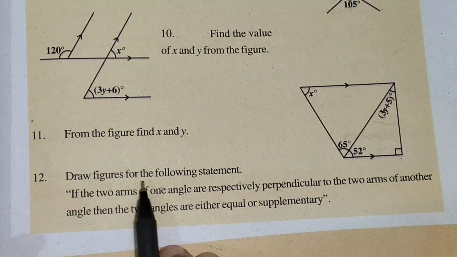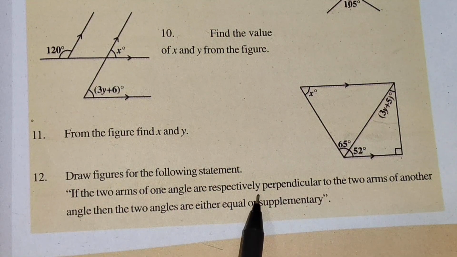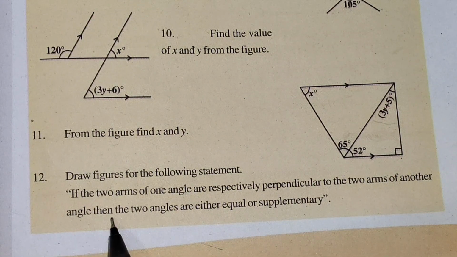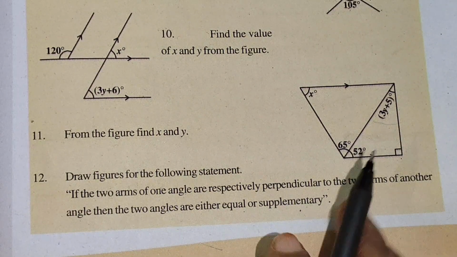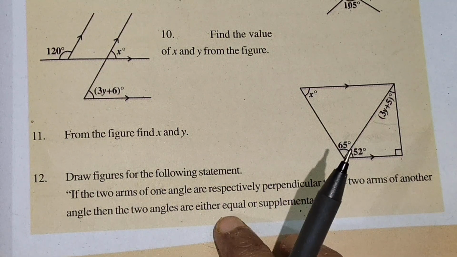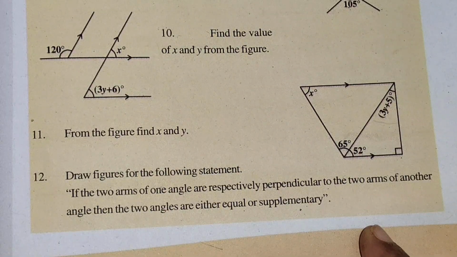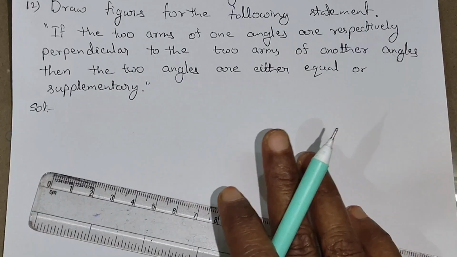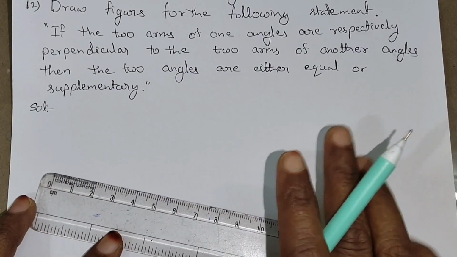Twelfth question: draw the figure from the following statements. If two arms of one angle are respectively perpendicular to the two arms of another angle, then the two angles are either equal or supplementary. Suppose we take two angles whose arms are perpendicular, and the angles are either equal or supplementary. We draw the figure. First we draw the two angles.